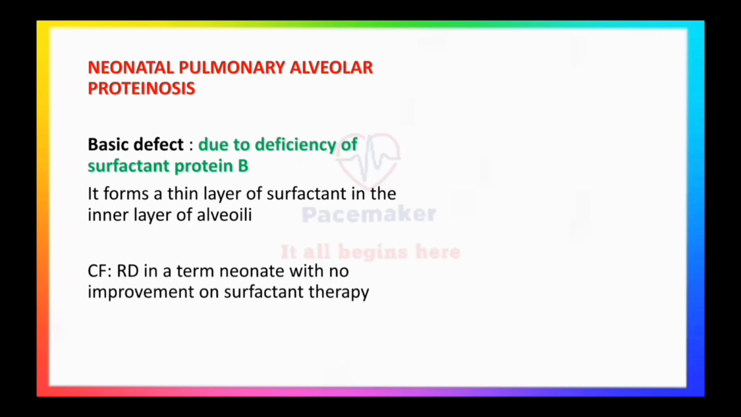The clinical feature of pulmonary alveolar proteinosis is that initially it presents as a respiratory distress syndrome in a term neonate with no improvement on surfactant therapy. Initially, it mimics respiratory distress syndrome (RDS), but on surfactant therapy, it doesn't improve. No improvement on surfactant therapy suggests the patient may be suffering from pulmonary alveolar proteinosis. There will be a family history of similar illness in a previous sibling who died because of a similar condition.